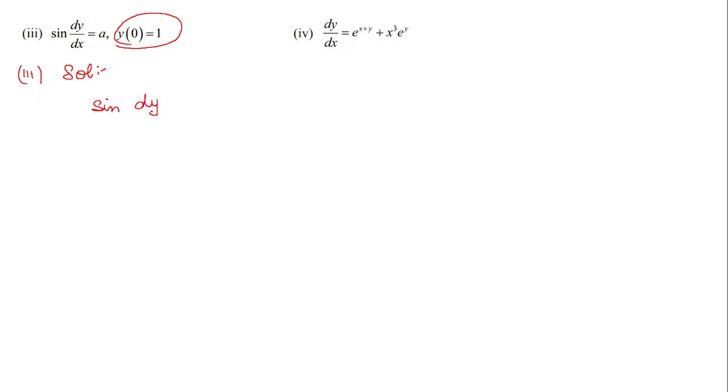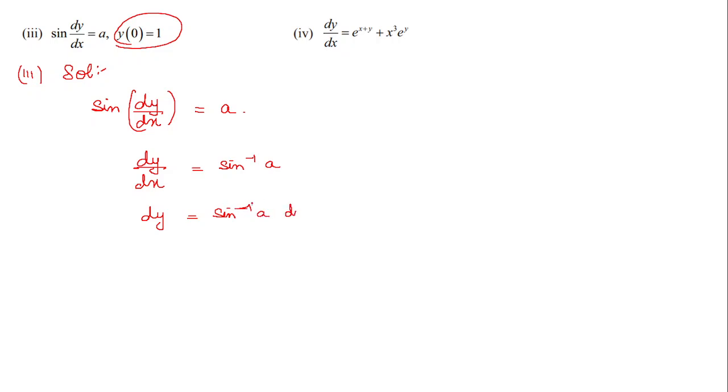So sin of dy by dx is equal to a. If we have it like this, we cannot find it. So we can take it as dy by dx. We can take sin inverse. So sin inverse a. Okay, so what will happen? dy by dx is equal to sin inverse of a.